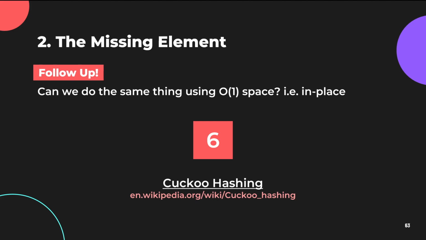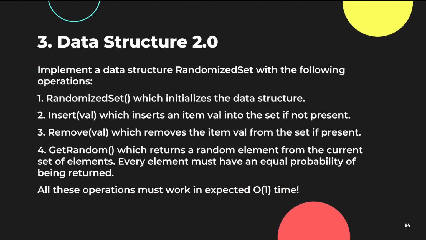Questions? Okay. If no questions, we are going to move on. Now the third and the fourth question is quite fun because we are going to design a data structure. Okay? So now we are going to design a data structure called randomized set that has the following operations. Randomized set initializes the data structure. Then insert will insert an item to the set if not present. Remove will remove the item if present. And finally get random, which returns a random element from the current set of elements. Now the key catch here is all operations must work in expected O(1) time. Okay, so this part is the challenge.